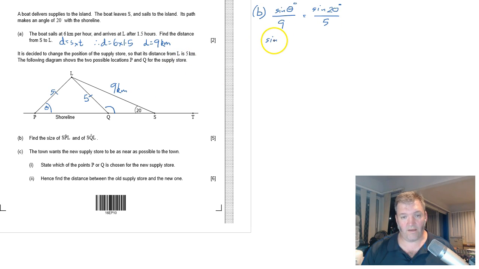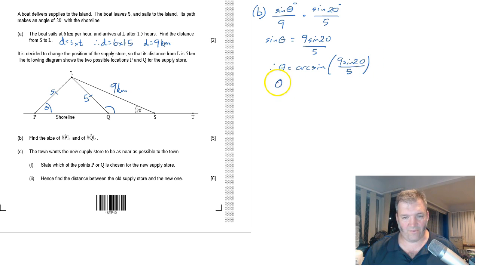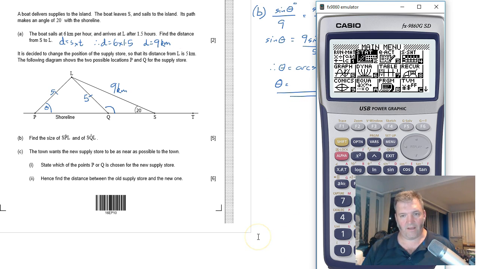So sine theta equals 9 sine 20 divided by 5. Theta equals the arc sine of that, 9 sine 20 over 5. You don't want to calculate that first and have to round off. Try and do it all at once, and we are going to get our answer right here. Let's go ahead and do that now.